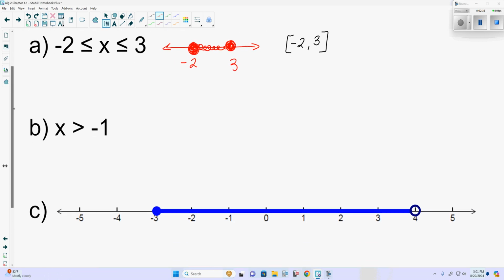X is greater than -1. So we don't necessarily have to draw the graph, but sometimes it is helpful to have the graph. Now for B, how many endpoints do we have? One, technically 2, but 1 really. Because our one endpoint is? -1. Thank you. Yep.